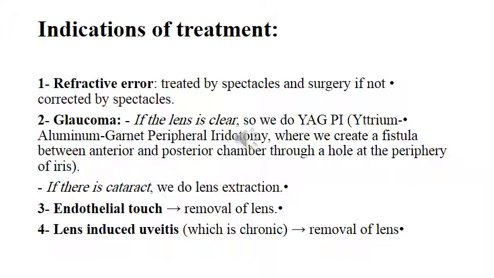Of course, the indication for treatment means the indication to do something, which is either spectacles, laser iridotomy, or lens extraction. This doesn't define the type of treatment you do, but the indication for treatment. So that's all you need to know: when to intervene, when there is refractive error, glaucoma, endothelial touch, or uveitis induced by the lens. About the type of intervention, this is related to us as ophthalmologists. It's either spectacles, cataract surgery, or lens extraction. If there is no cataract, it's either laser iridotomy, and so on.